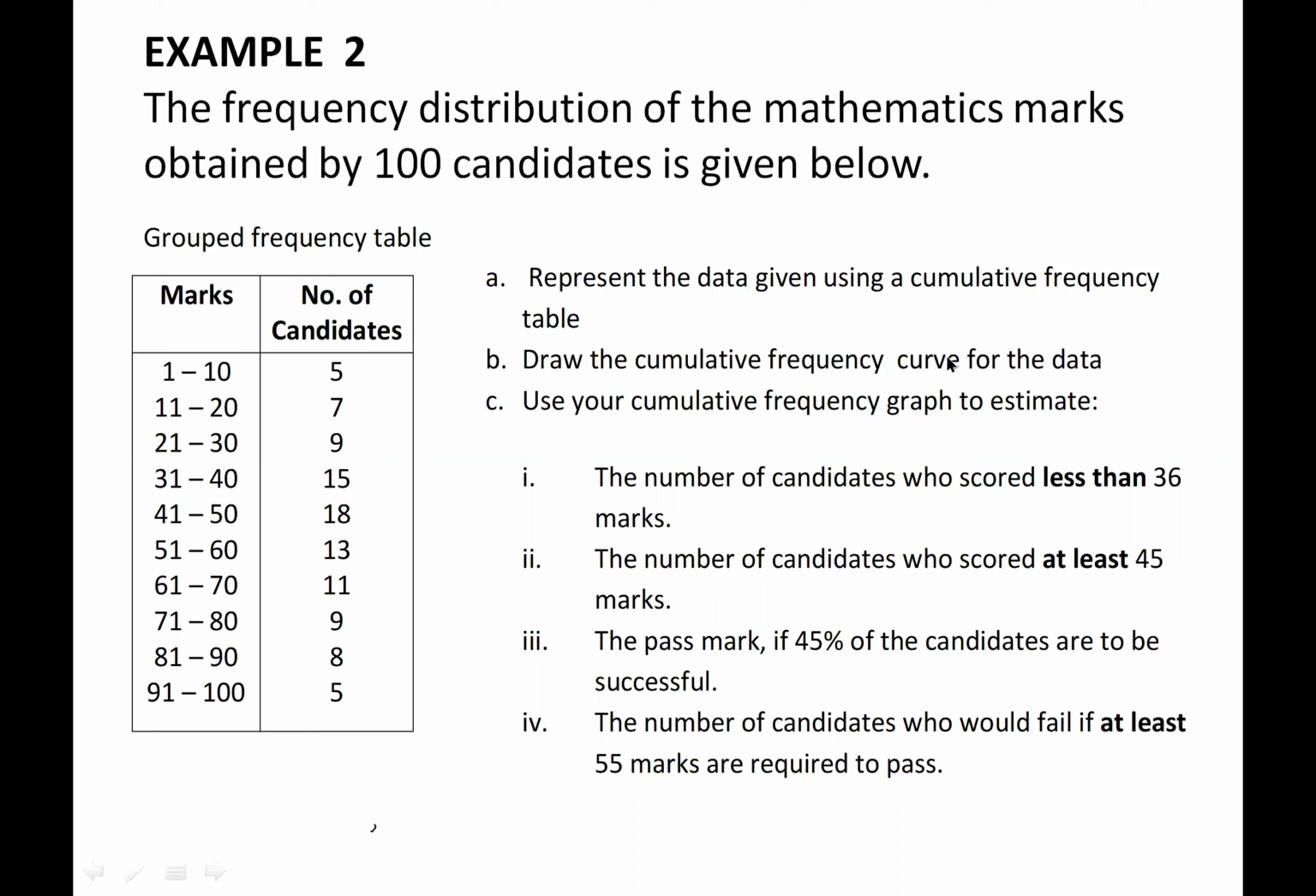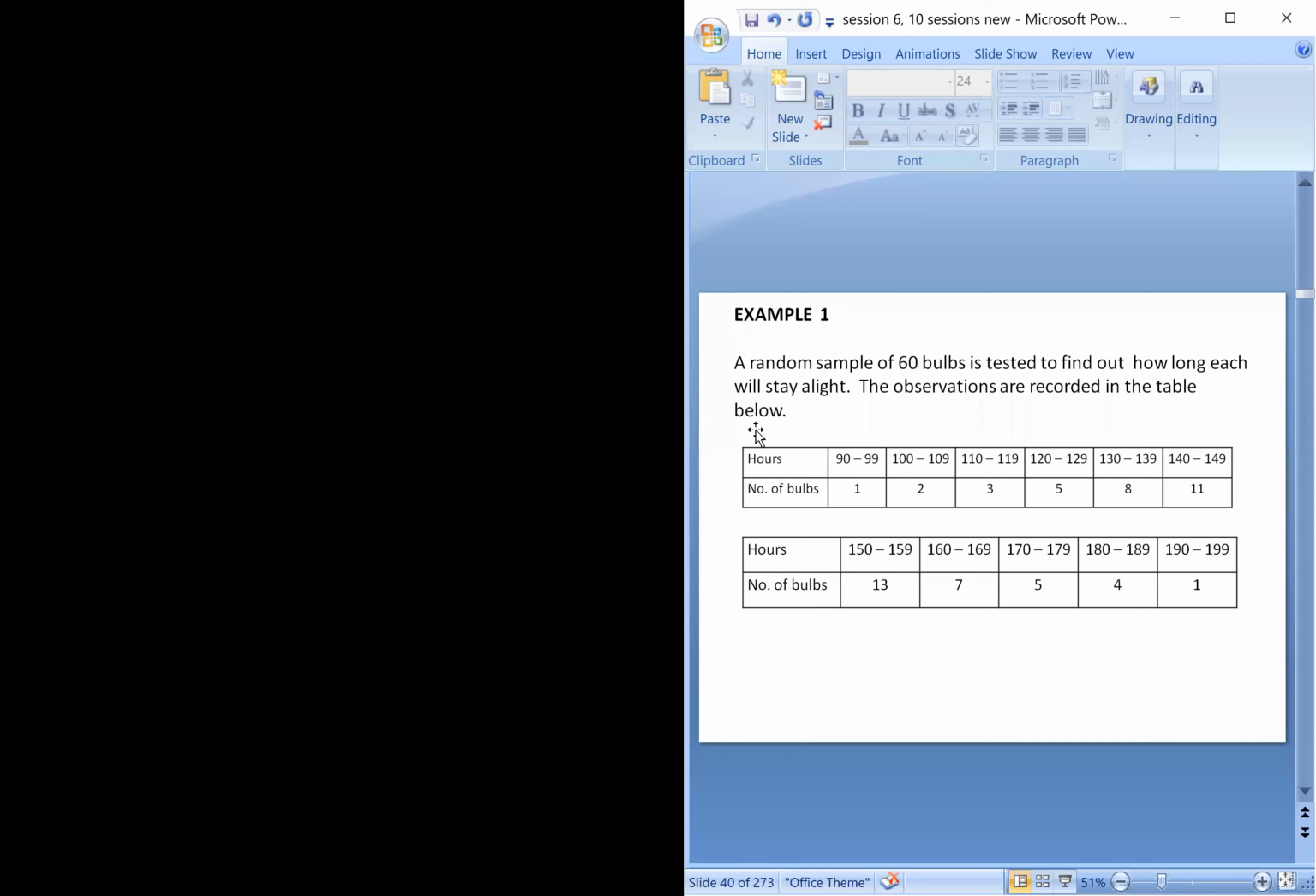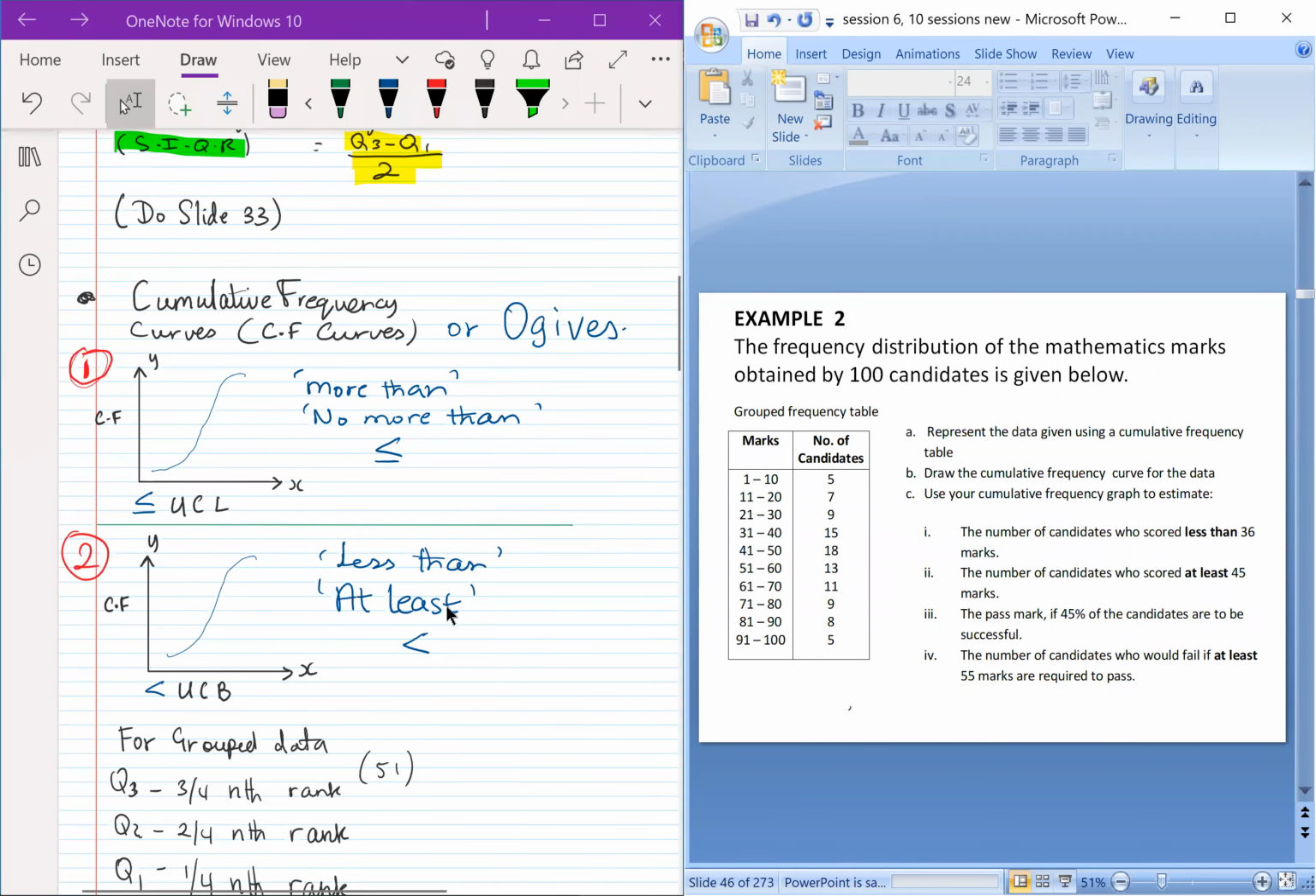We could get the answer for that by looking at here. Now, if you look here, you're seeing questions like calculate from your graph the number of candidates who scored less than 36 marks, the number of candidates who scored at least. So these keywords, which is what we had spoken about before, are showing up here. You see less than and at least showing up here. So that is telling us we have to use this option where the upper class boundaries have to go on the x-axis and we're using less than values. So let's see how that would go.